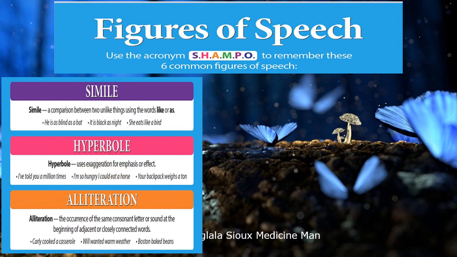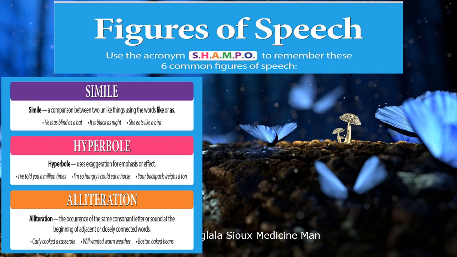Simile is a comparison between two unlike things using the words like or as. Jadi ada perbandingan yang kita bandingkan di sini dari dua benda dengan menggunakan kata-kata like atau juga as. Nah, di situ ada contohnya. He is as blind as a bat. It is black as night. Or she is like a bird. Jadi ada membandingkan dua benda, blind dengan bat, black dengan night, dan she-nya dengan bird. Oke, jadi ada perbandingannya berupa kata-kata like atau as.